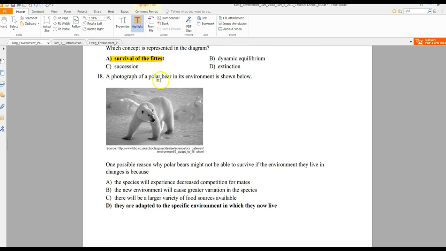Moving on. A photo of a polar bear in its environment is shown below. Okay, polar bear in the snow. One possible reason why polar bears might not be able to survive if the environment they live in changes is because they are already adapted to their current environment. If you change it, they will not have the characteristics that will help them be the survival of the fittest in that new environment. They have fur for the cold, blubber for the cold. They have a particular diet. They have a particular biochemistry in their enzymes that digest certain foods. You change them, they're goners.